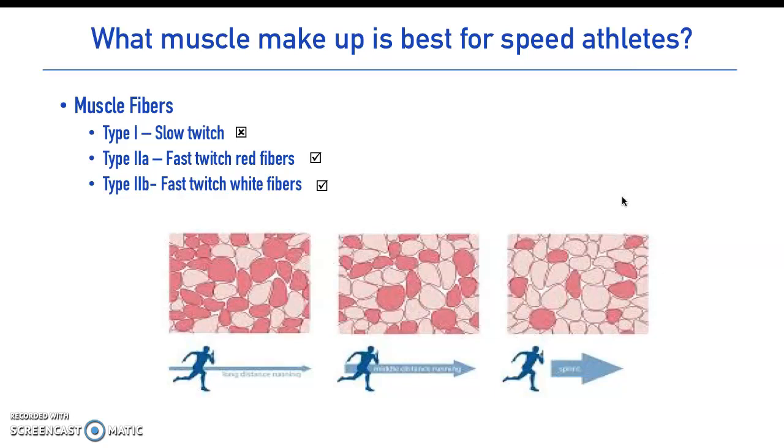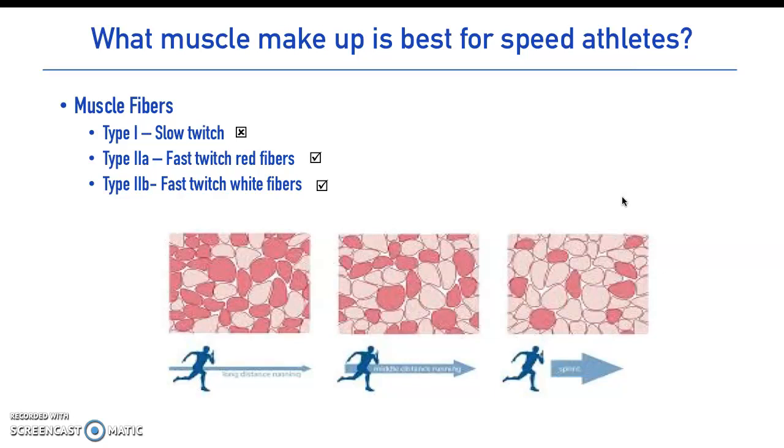Okay, so type 2A, they are fast twitch red fibers. Okay, so if you look at the second picture, they are white muscle fibers and there are red ones. Okay, so the more red, if you look all the way on the left, the more red there are, the slower the athlete is going to be. He's more of a distance runner. Okay, so slow twitch also having a lot of red, so oxidative muscle, oxidative components.